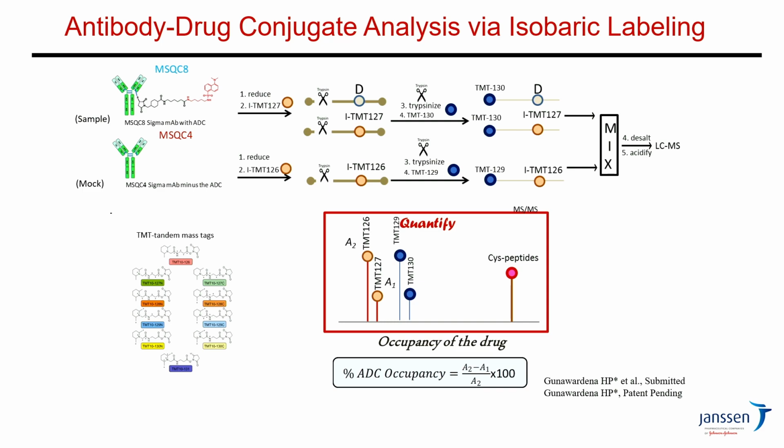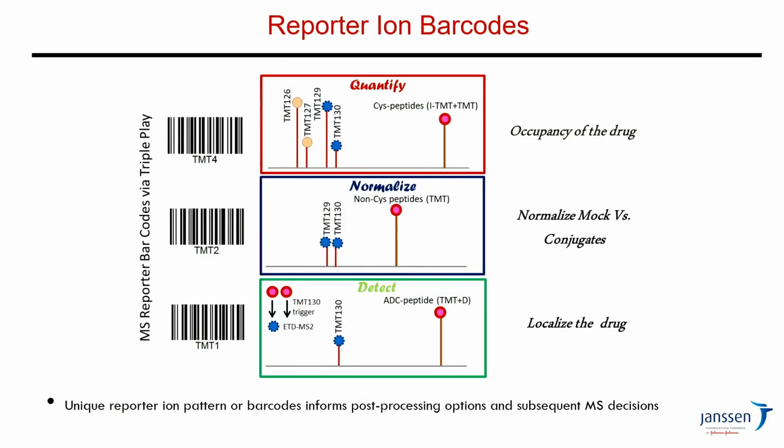Now, it might not be apparent to you why we need to use two different types of labeling straight away, but we are using these reporters as barcodes, which are shown here. In the first case, there are 4 reporters, and that's characteristic of a peptide that can be used to quantify and estimate occupancy. In the second case, if there is a barcode with 2 reporters, it can be used to normalize. And in the last case, if there is 1 reporter after doing MSMS, that's characteristic of a peptide that has a drug attached to it.